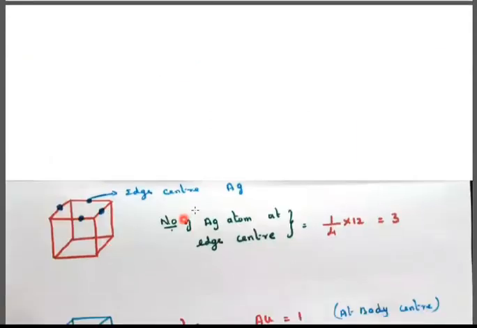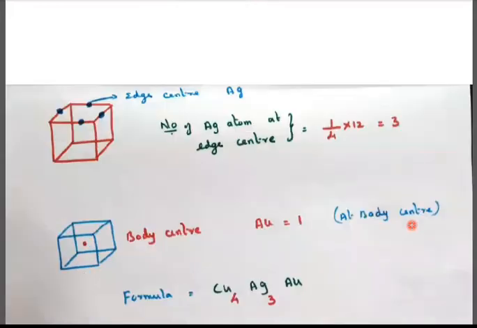So edge center is nothing but 12 into 1 by 4, 12. So all these are called the edge center. Here 1, here 1, here 1. Like that 1, 1, 1, 1, 1, 1. Totally 4, 4, 4, 4, 4. So 12 into 1 by 4 is nothing but 3.